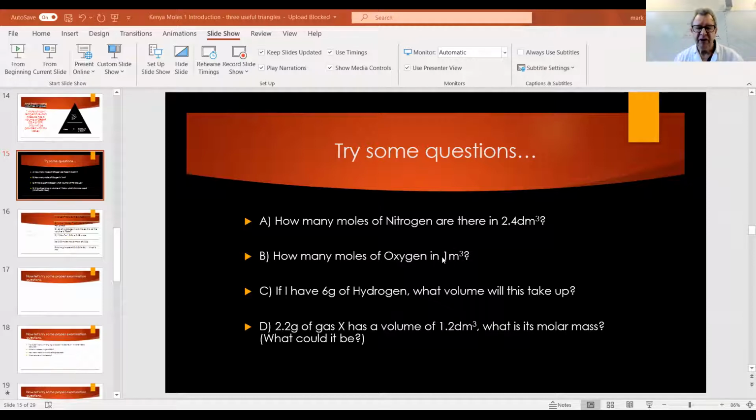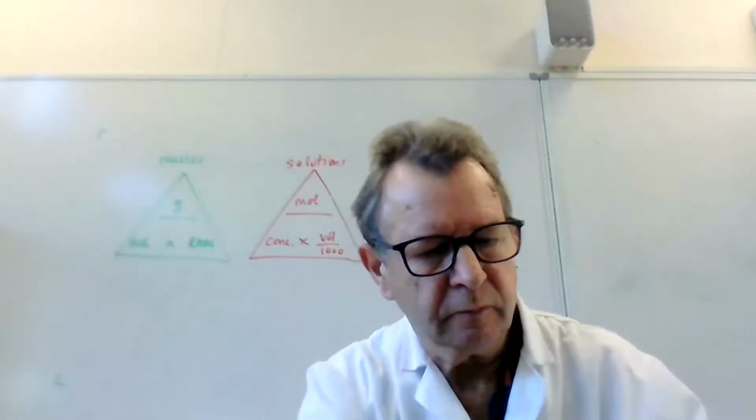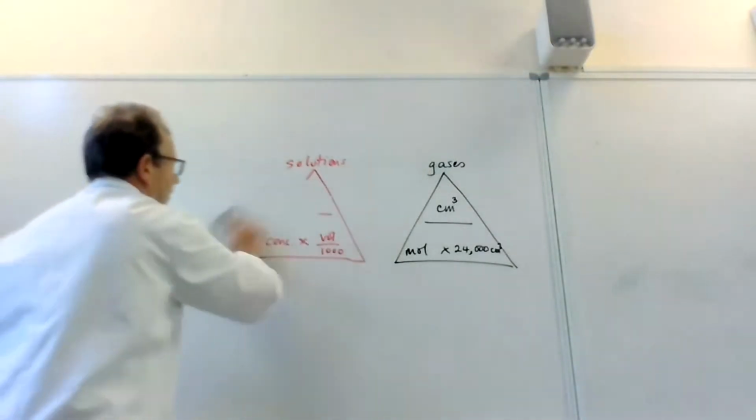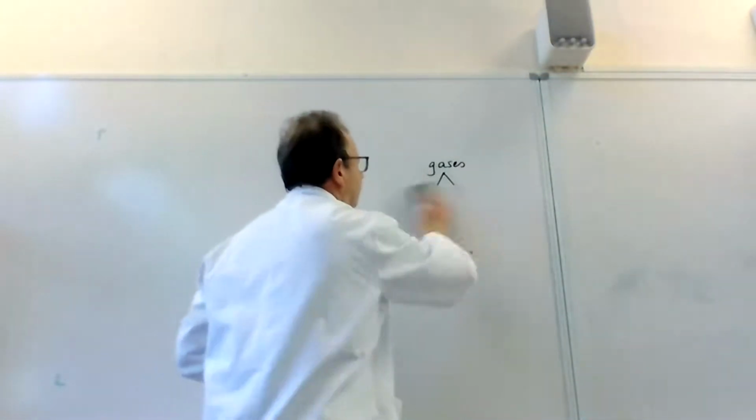Let's just go back to this bit here. How many cubic decimeters or cubic centimeters are there in a cubic meter? You need to be able to work that out. So here we go. You have to be able to remember how to do it. We're talking gases in this one, remember?